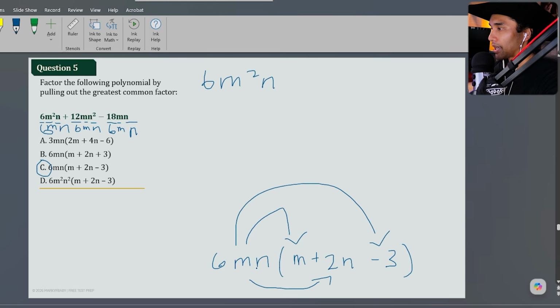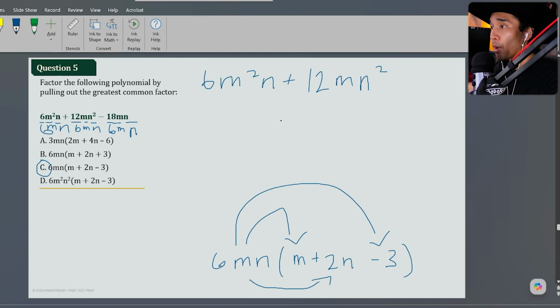And then we go 6mn times 2n. Well, the like terms here are 6 and 2, which equals 12. And then you have m. I'm just going to carry over that m because nothing can be multiplied by it. And then n times n equals n squared.